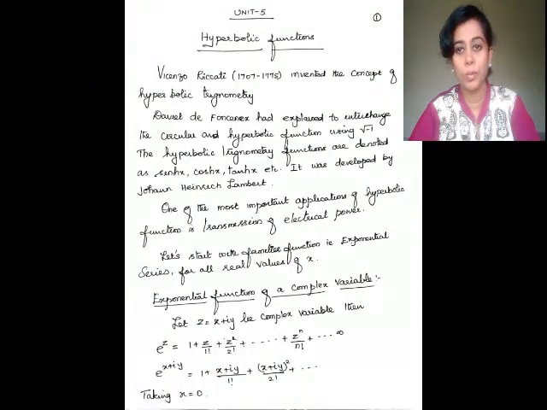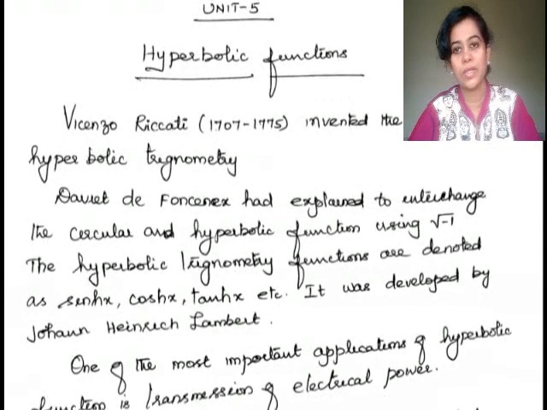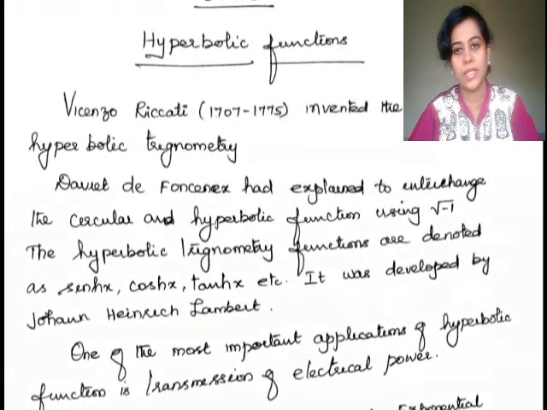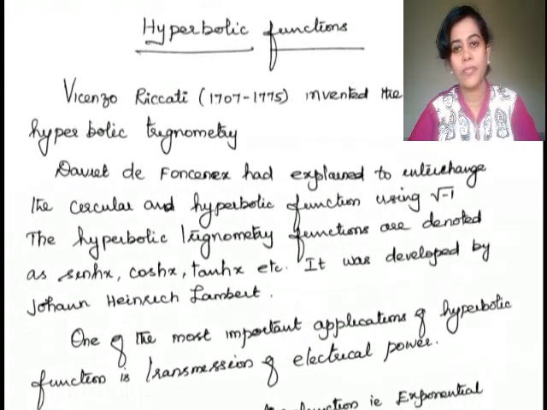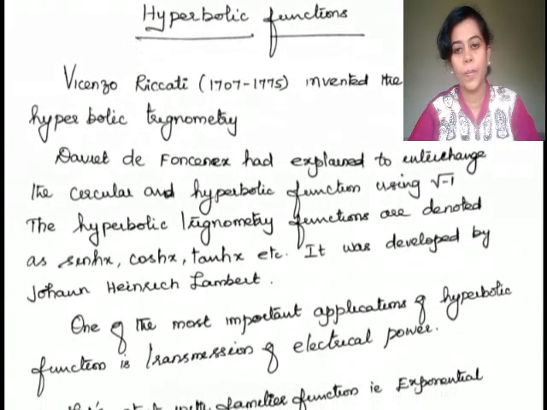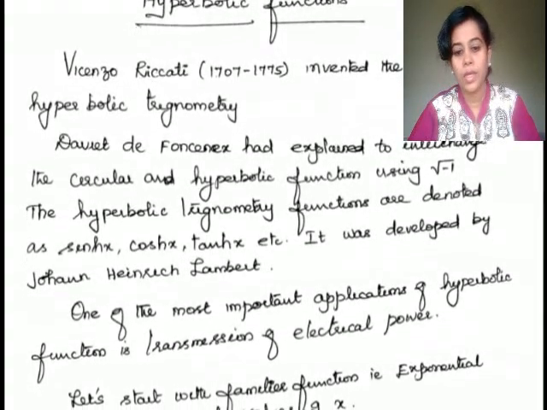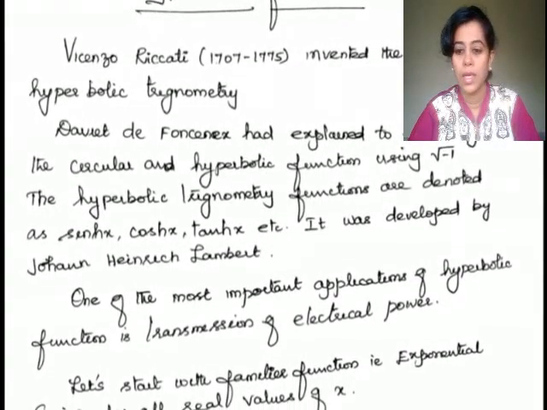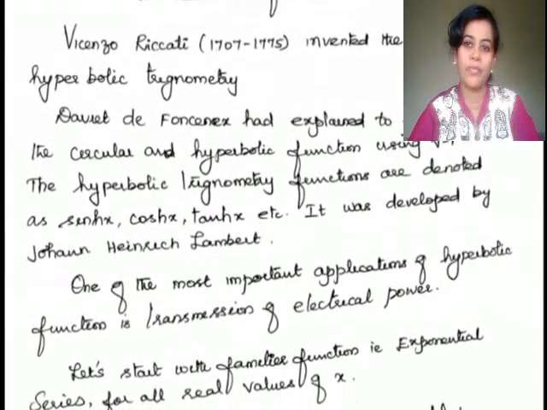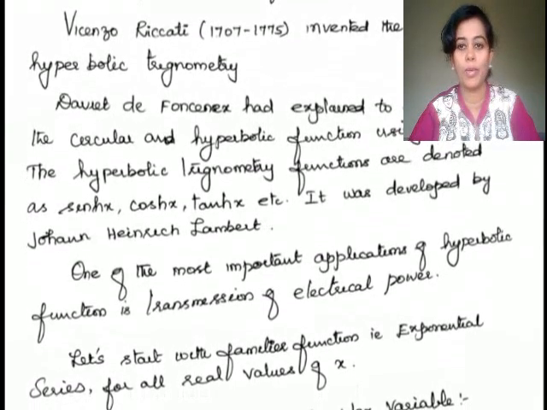Vincenzo Riccati proposed the concept of hyperbolic trigonometry, and Johann Lambert developed the subject. They were denoted by the symbols sinh x, cosh x, tanh x, etc. So it is derived from the trigonometrical ratios, and David von Synax explained there is a relationship between the circular and the hyperbolic function.